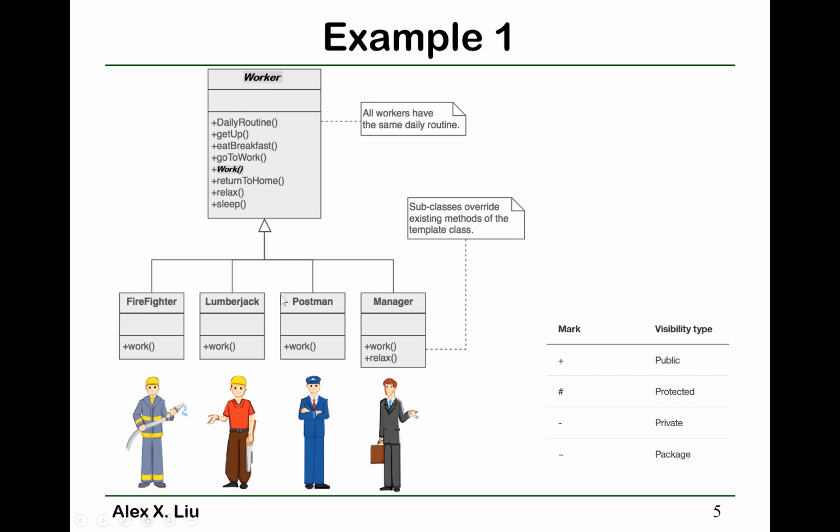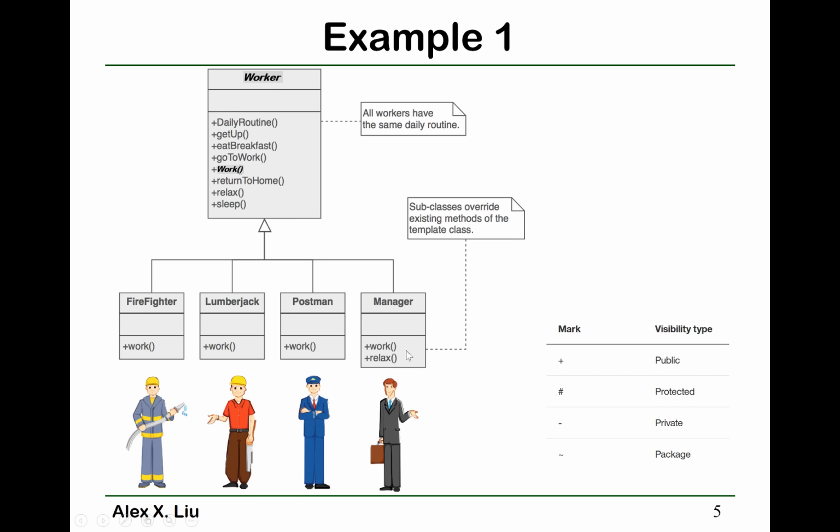For different workers, their work functions are different, because the firefighter needs to do firefighting work, the lumberjack needs to do lumber work, the postman needs to do mail work, and the manager needs to do managing work. So their work is different. But they all have the same 7 steps of the daily routine: get up, eat breakfast, go to work, and then return home, relax, and sleep. In this base class, the work function is a pure-virtual function. Each of these derived classes provides a function for this work.